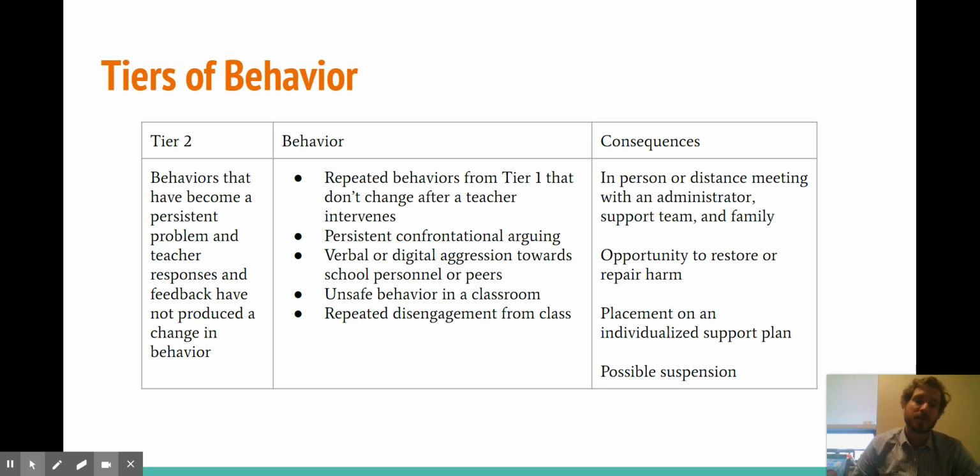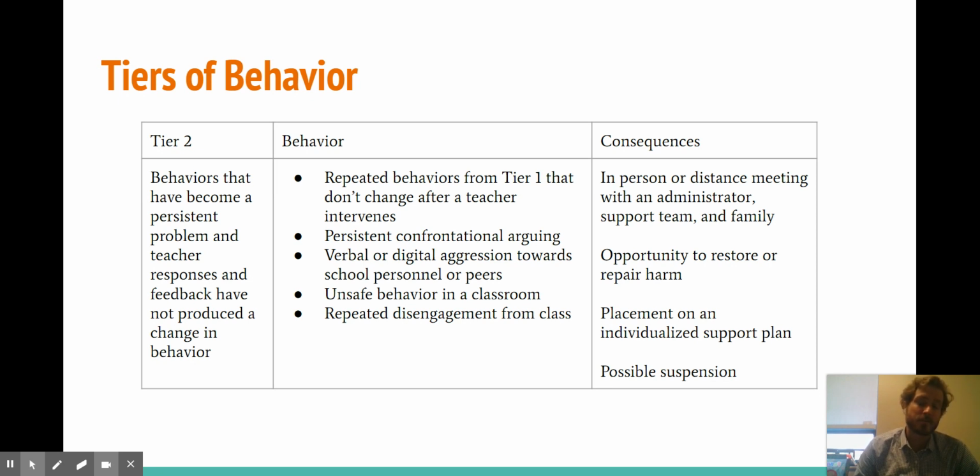So what could happen for those types of things? It could lead to an in-person or distance meeting with myself or Miss Madi, the support team. So it could be a few of your teachers, could be all your teachers, and family members. It could also lead to an opportunity to restore, repair harm. We want to give you the possibility to make things right. And so we could talk about what that might look like. If you've wronged another person, how can you help restore your relationship as well as your community? You might have an individualized support plan, things where you have some goal setting to try to help you make sure that you're getting on the right track and being successful and being the best version of yourself that you can be.